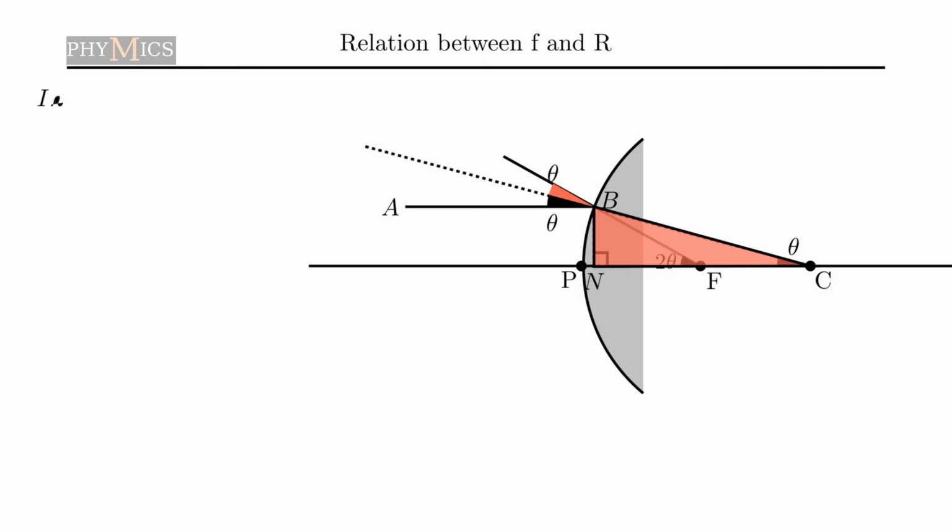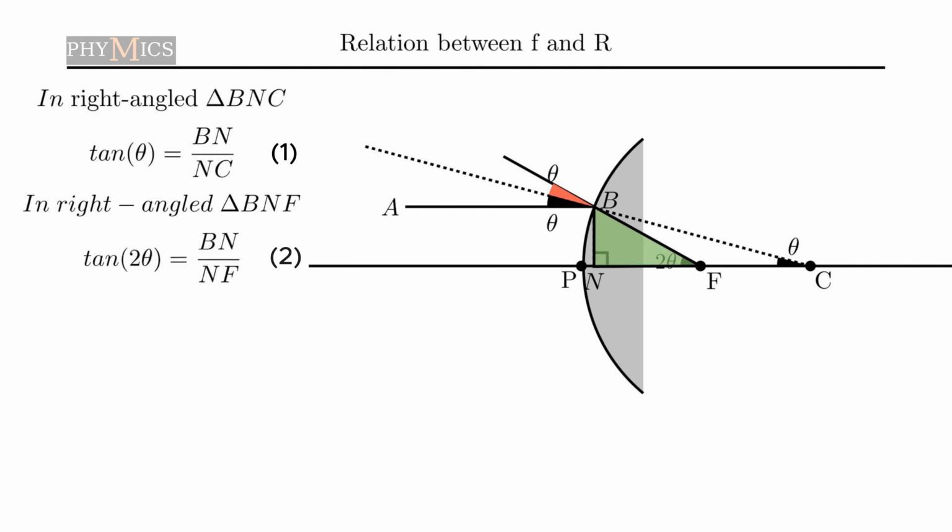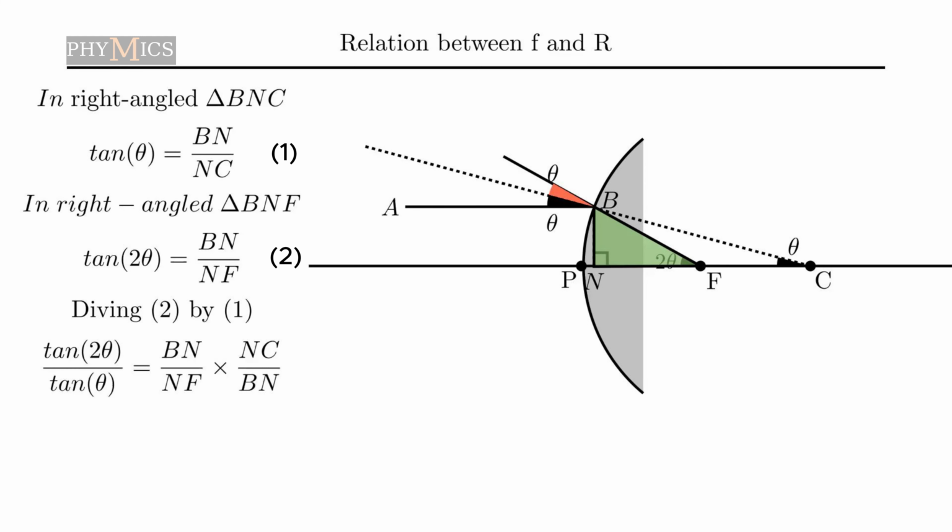In right angled triangle BNC, tangent of theta will be given as BN upon NC, and in right angled triangle BNF, tangent of 2 theta will be given as BN upon NF. On dividing equation 2 by equation 1, we get tangent of 2 theta upon tangent of theta equals BN upon NF divided by BN upon NC. On simplification, this can be written as BN upon NF multiplied by NC upon BN. On simplification of BN with BN, this reduces to NC upon NF.